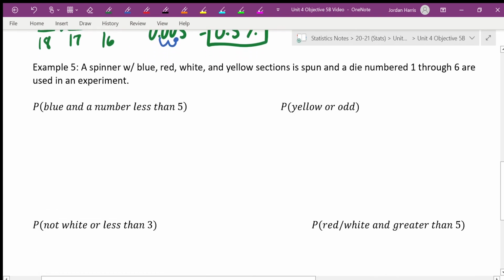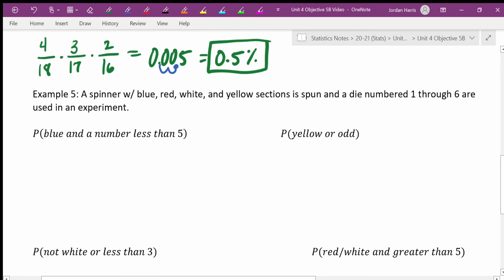Example 5, which is also our last example, has parts A, B, C, D. There's 4 parts to this. We have a spinner with blue, red, white, and yellow sections, and a die numbered 1 through 6 are used in an experiment. Notice all of these are asking for a probability again, but we're going to mix it up. Some of them have or, some of them have and. And you have to think multiply.